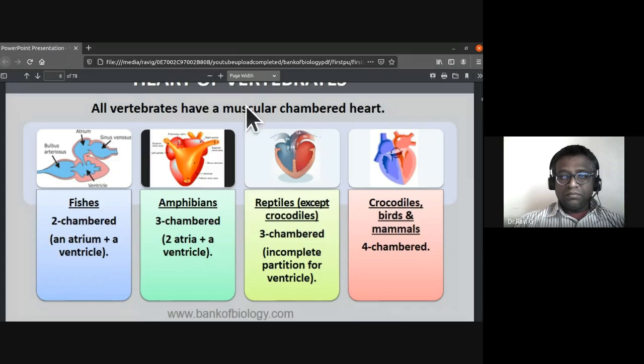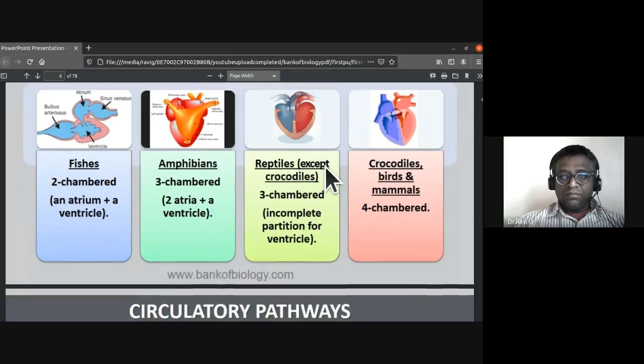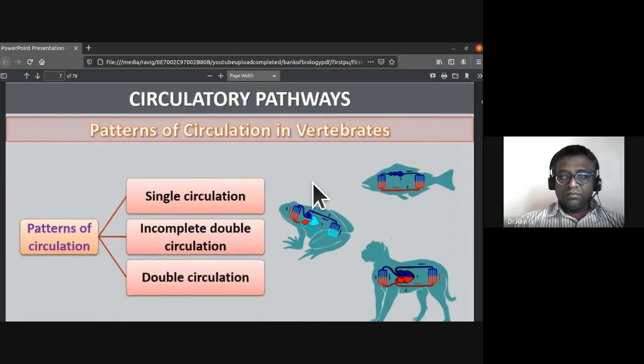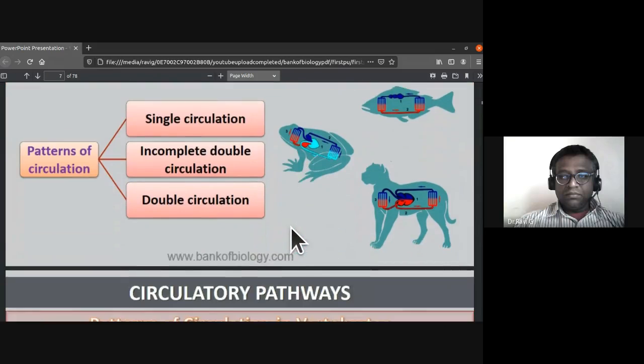All vertebrates have a muscular chambered heart, a myogenic heart. The circulatory pathway in human beings is double circulation, and mammals exhibit this double circulation. The patterns of circulation in vertebrates are single circulation, incomplete double circulation, and then double circulation, as in mammals.